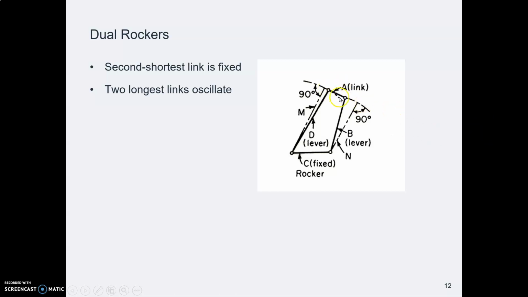Then if the connecting link is the shortest one and the ground link is the next shortest one, and then the crank and the follower are the longest, then both the crank and the follower oscillate back and forth. And here I picture windshield wipers moving together, although that's not technically a dual rocker.